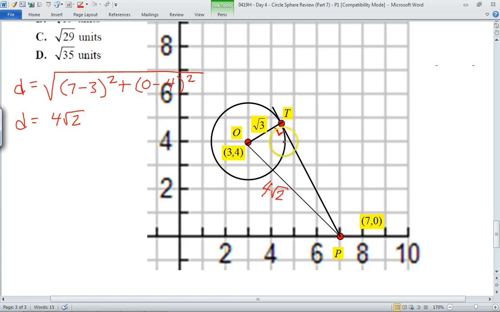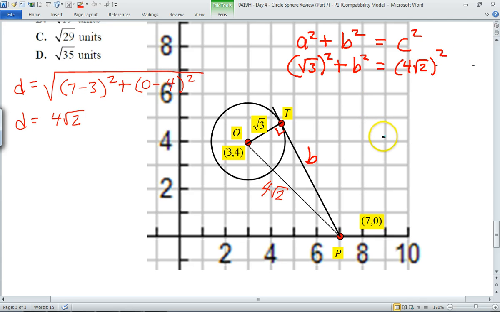Okay, so I'm just going to do the Pythagorean Theorem. I'm doing my a squared plus b squared equals c squared. Okay? And the 4 radical 2, that's my c, right? So here I go. I'm going to do radical 3 squared, that's my a, plus, and I'll just call this b for a second. So plus b squared equals 4 radical 2 squared.